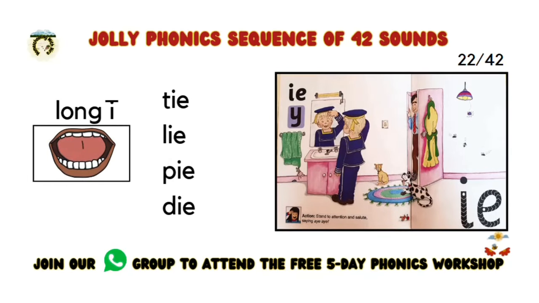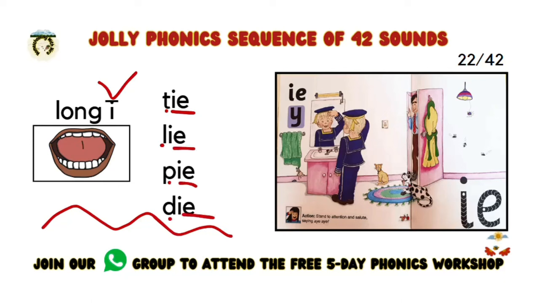Now we have the long vowel I. A, E, I. In I, if you see your mouth, it's again changing the shape. This is the long vowel and it's also typically a diphthong sound. It's a gliding vowel sound. As in tie, lie, pie, and die.